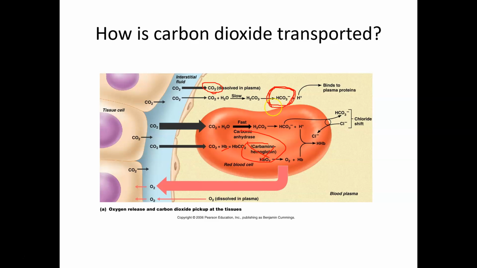And most of your CO2 is carried in the plasma as that bicarbonate ion. Now, another thing that I want to mention, your lab manual does actually have this formula right here, so let me talk about it just really quickly.